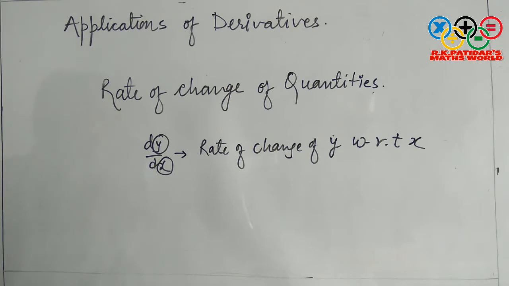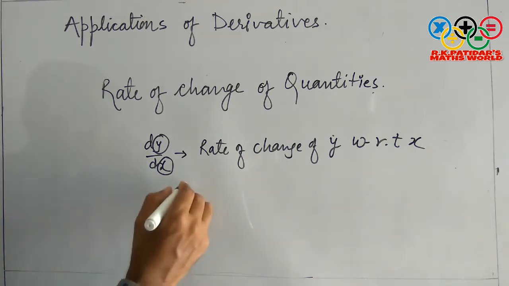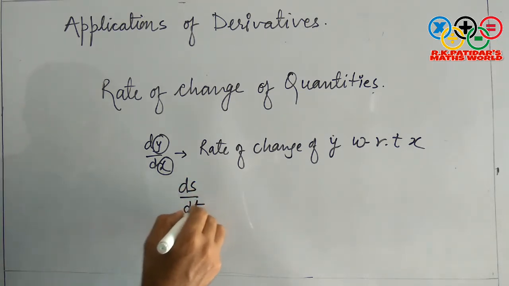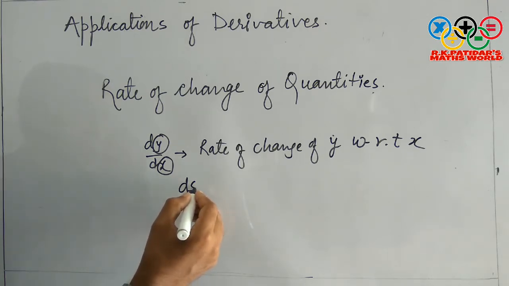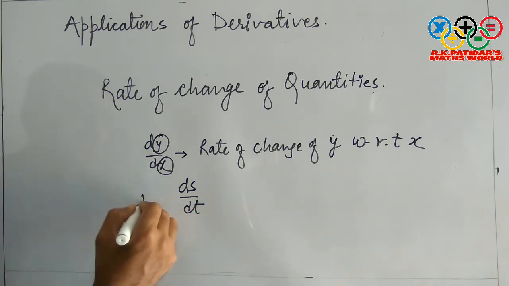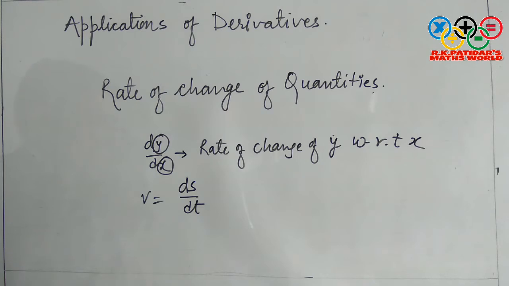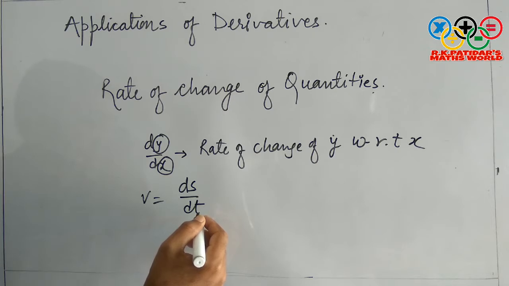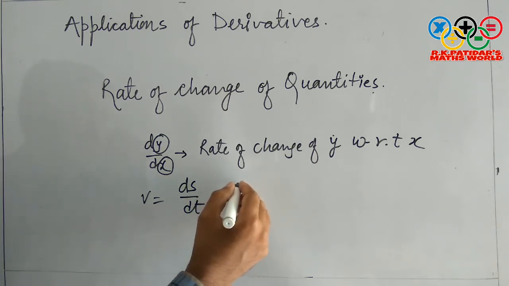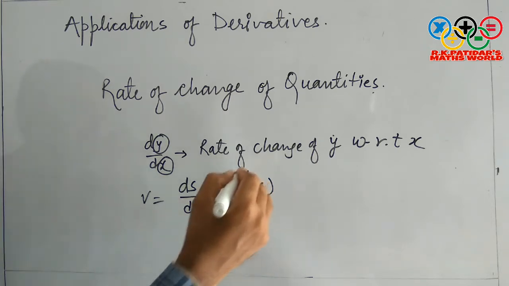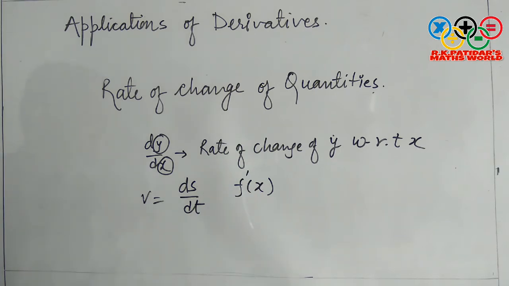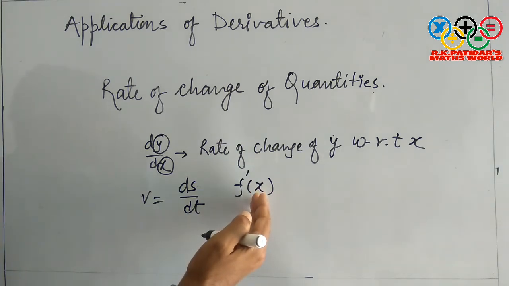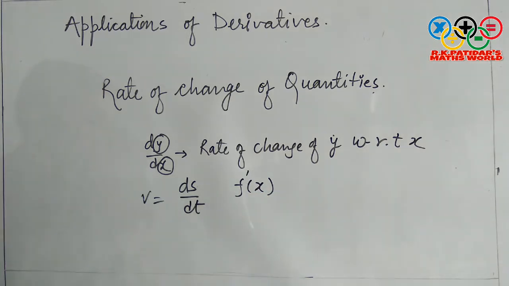So using this fact, we will use derivatives in finding the rate of change of quantities. Suppose you write ds upon dt, it means the rate of change of displacement with respect to time, and what we get is velocity. And f dash x is the rate of change of that function with respect to x.